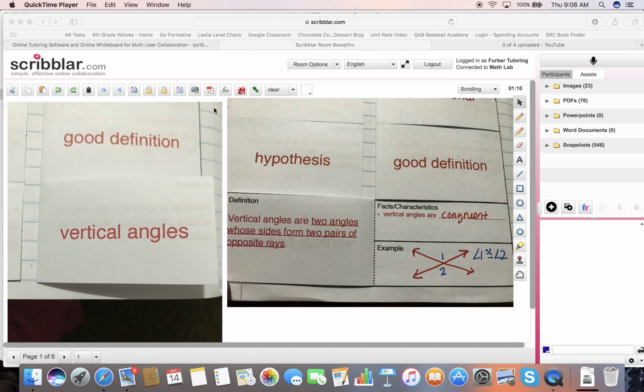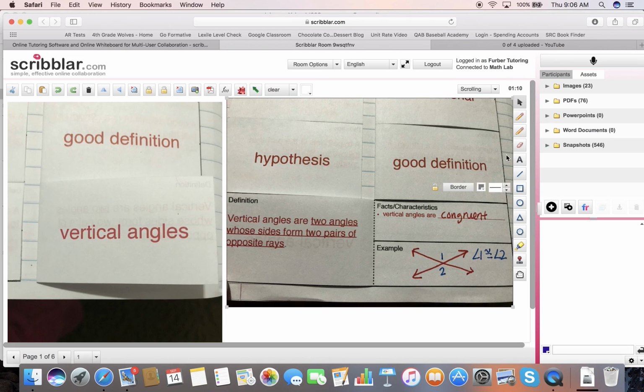which I believe begins on page 10, is vertical angles. It's down at the right side, the bottom column. So vertical angles are simply two angles whose sides form two pairs of opposite rays. If you look at my example here, you can see that right here in the middle is where they meet, and they are formed by a ray going this way and a ray going this way. Those are opposite rays.